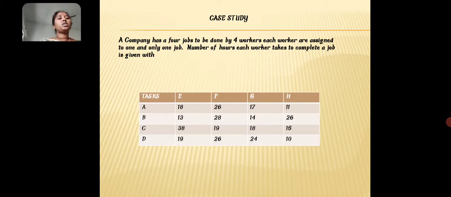First, we have to check whether the given problem is balanced or unbalanced. If the number of rows is equal to the number of columns, then the problem is said to be a balanced assignment problem. Otherwise, if they are not equal, then it is an unbalanced assignment problem. Now, in this problem, we have 4 rows and 4 columns. So, this problem is a balanced assignment problem. So, now we have to follow the Hungarian algorithm in order to solve this problem.